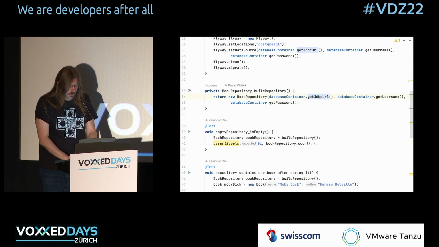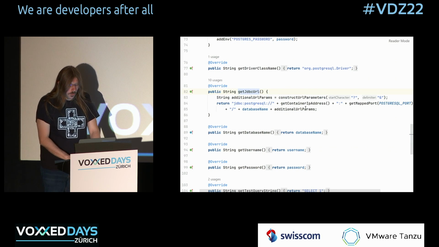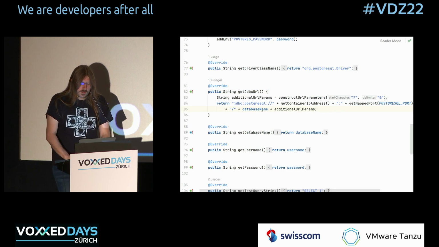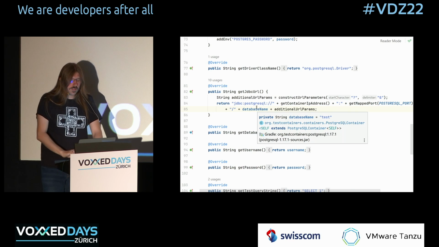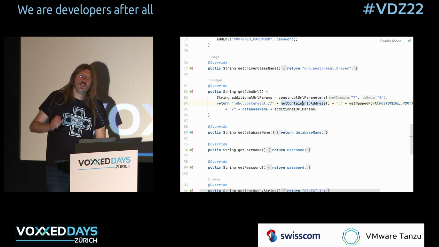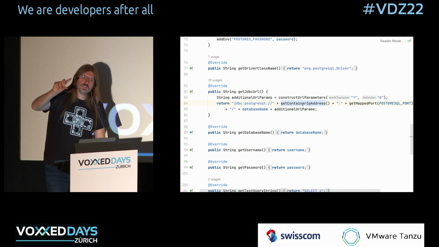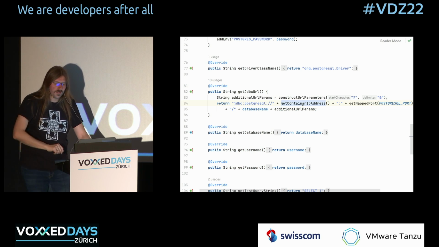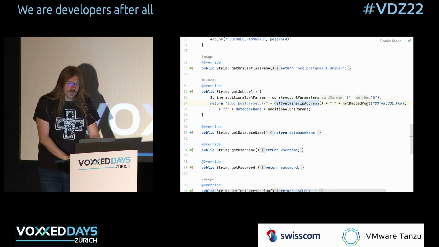And if we look at the actual implementation of JDBC URL, we see it's quite straightforward. So we just concatenate a JDBC string. We get the IP address of the container, although this means the IP address under which the container is reachable, not the actual IP address of the container. And then the mapped port.